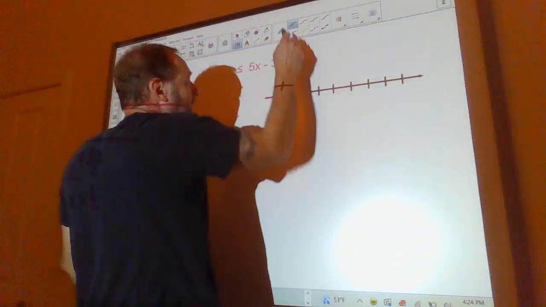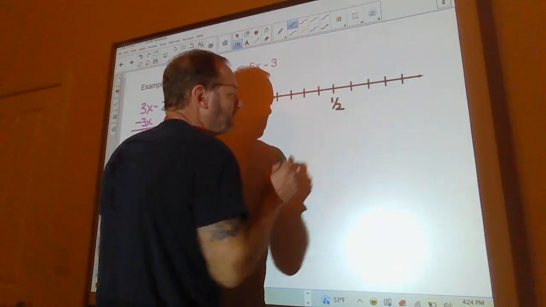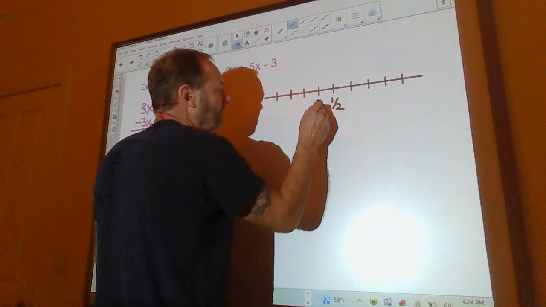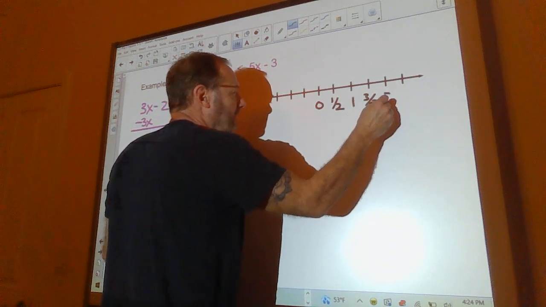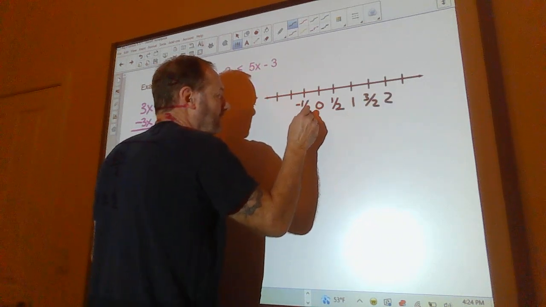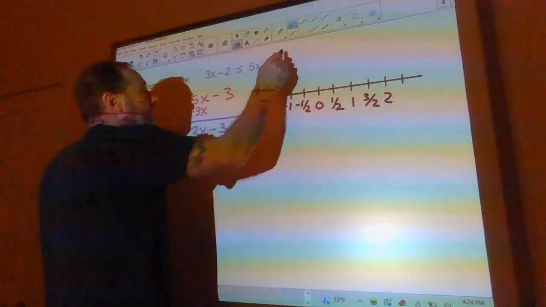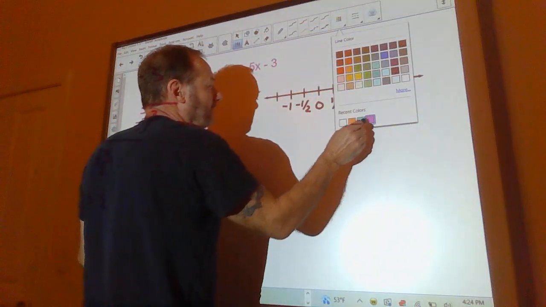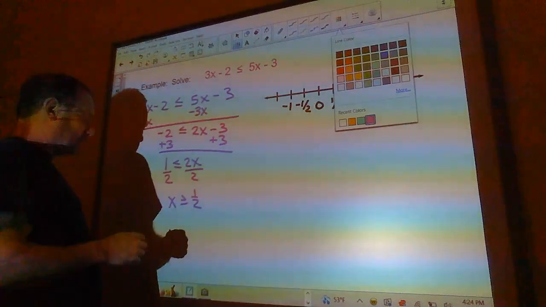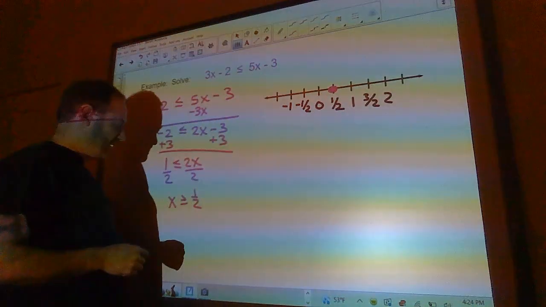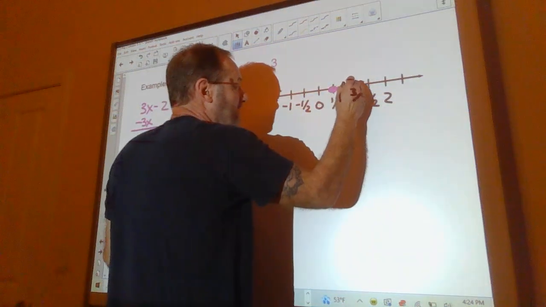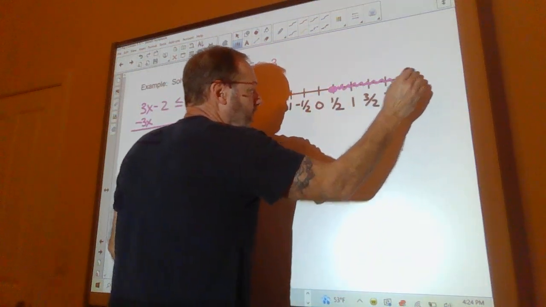Okay, so we're going to go over here. We'll put 1/2 right in the middle of this, and put some numbers on here like this. There we go. And then we'll put our closed dot right here at 1/2. And we want to shade the greater than side, so we're going to go over here.